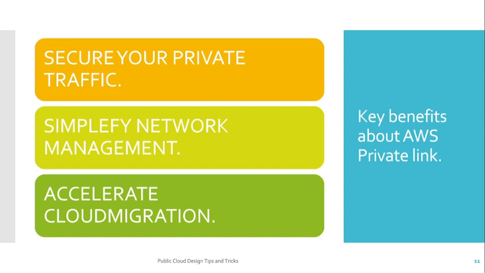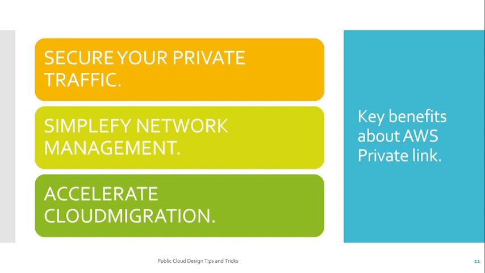Then simplify network management. You can connect services across different accounts and Amazon VPCs with no need for firewall rules, path definition, or route table. So with AWS PrivateLink, the complexity will definitely be minimized.